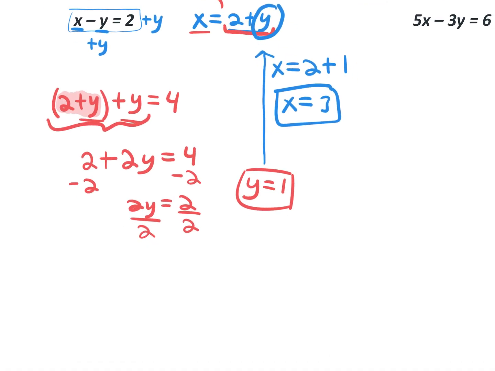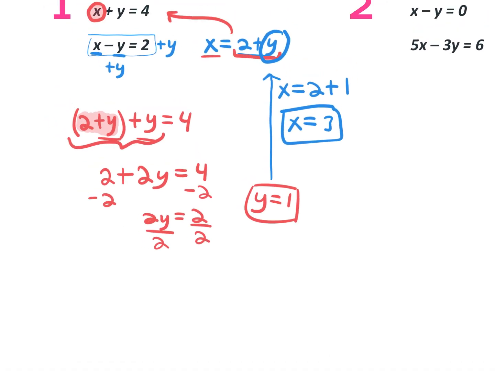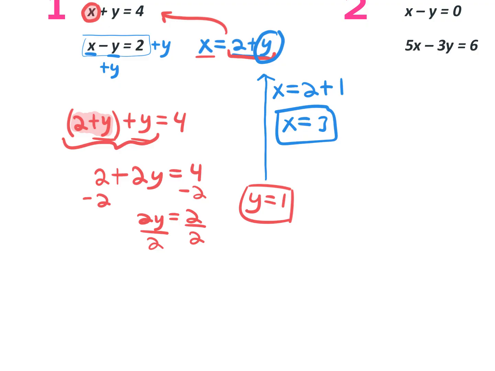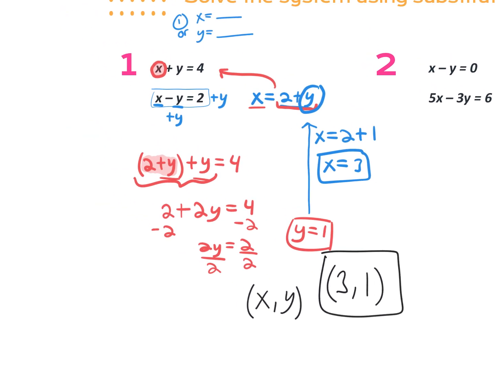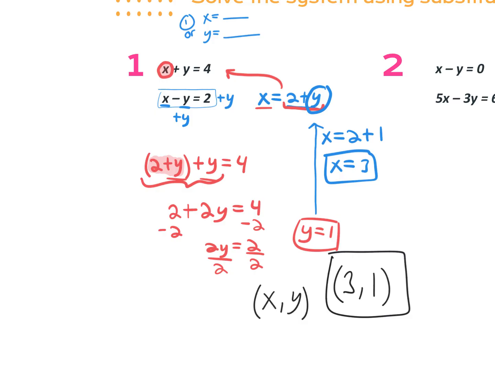Does anyone remember how we write our final answer in these kinds of problems? Yeah, right? So it's going to look something like this. It's always an ordered pair x comma y. So that means I'm going to have a 3 comma 1. It's always a point. So our answer is 3 comma 1. It needs to look like that. You can't just write x equals something, y equals something. It needs to look just like that.